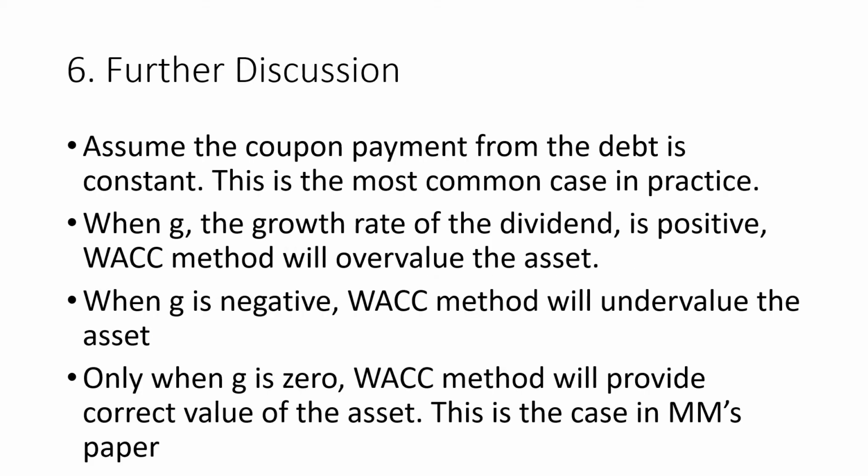Section 6. Further discussion. Assume the coupon payment from debt is constant. This is the most common case in practice. When G, the growth rate of dividend, is positive, the WACC method will overvalue the asset. When G is negative, the WACC method will undervalue the asset. Only when G is 0, the WACC method will provide the correct value of the asset. This is the case in Modigliani-Miller's paper.